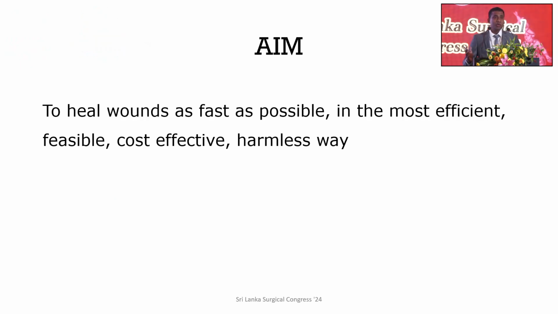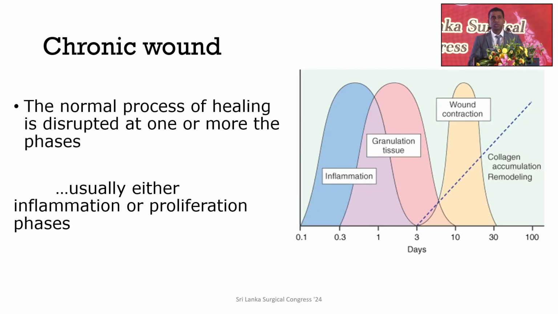As we all know, the whole idea behind this is to heal the wound as fast as possible, and find the most efficient, most feasible, most cost-effective, harmless way of getting to this point. And as Prof. Mandika told you, chronic wounds are a problem because they have stopped at some point in this trajectory, commonly the inflammatory phase, sometimes proliferation, for various reasons. The idea is to get it back onto this healing trajectory, either from the beginning or to continue from there onwards.